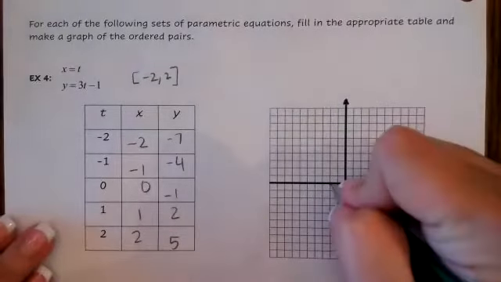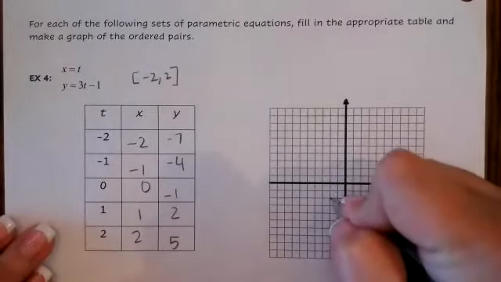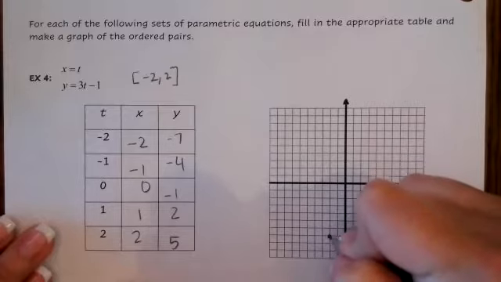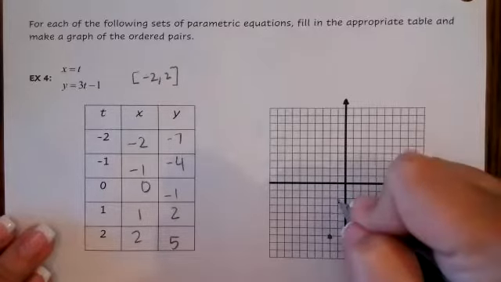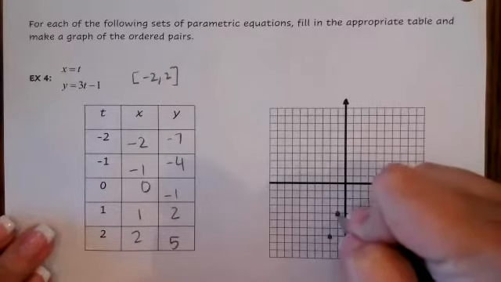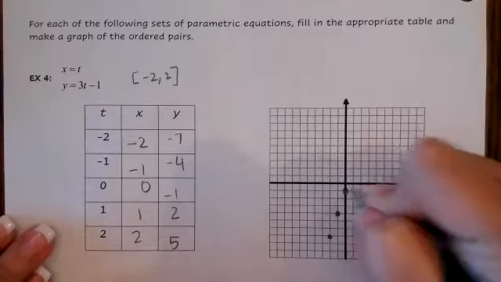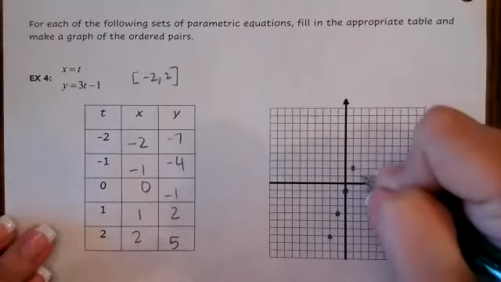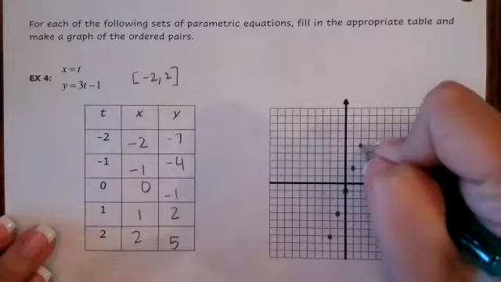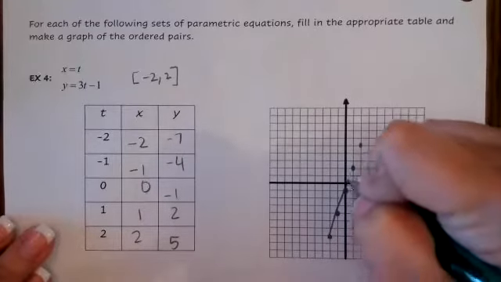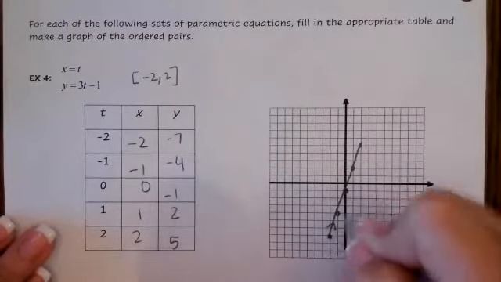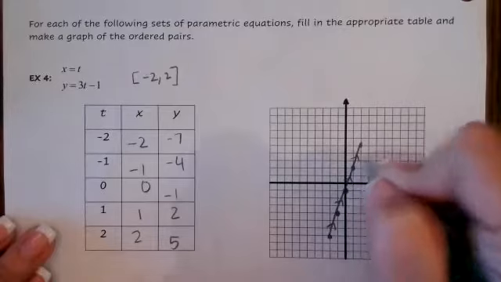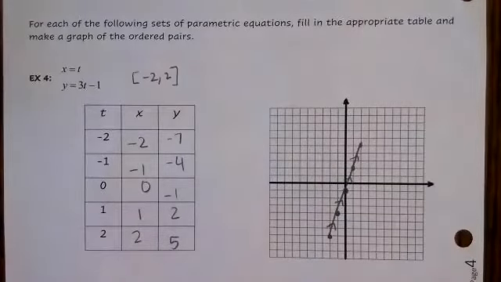And then you would just graph the points. And so here we start with -2, -7. -1, -4. 0, -1, 1, 2, and 2, 5. And we did start from down here and move in this direction. So I want to make sure that I point out what direction we're going.